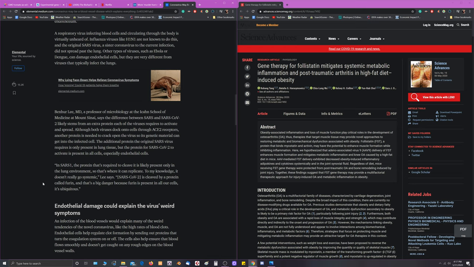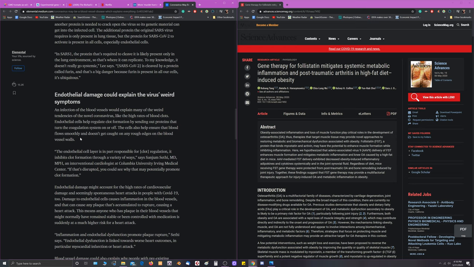In SARS-1, the protein that's required to cleave it is likely present only in the lung environment, so that's where it can replicate. To my knowledge, it doesn't really go symptomatically. SARS-CoV-2 is cleaved by a protein called furin, and that's a big danger because furin is present in all our cells. It's ubiquitous. Holy cow, guys. This is insane. I mean, the more we learn about coronavirus, the more absolutely fascinating and terrible it is.